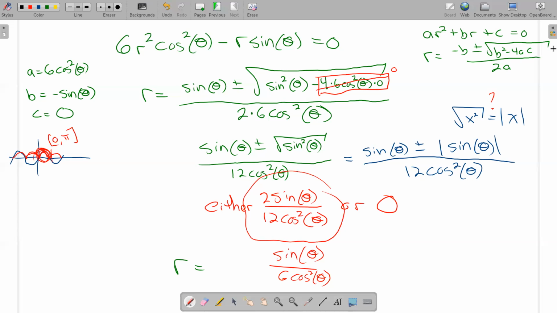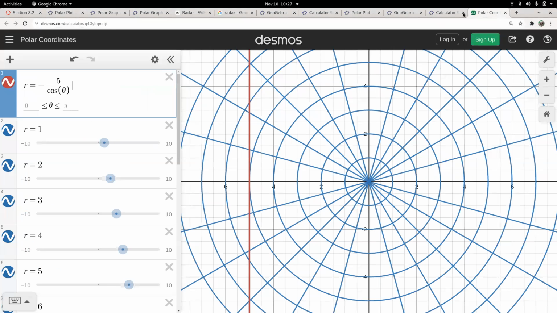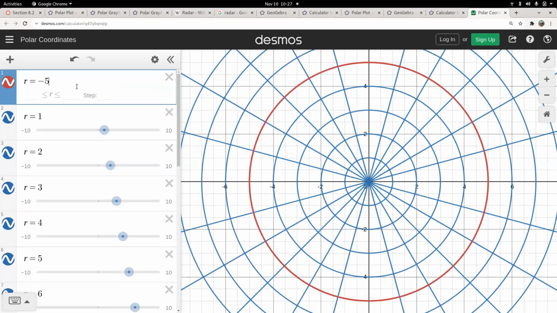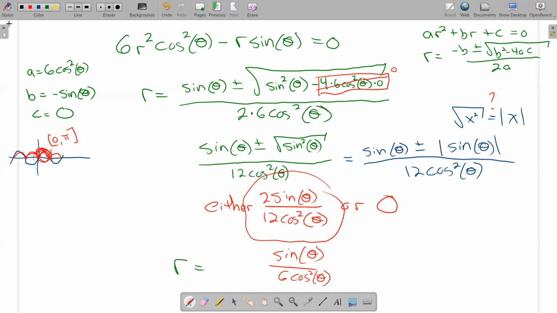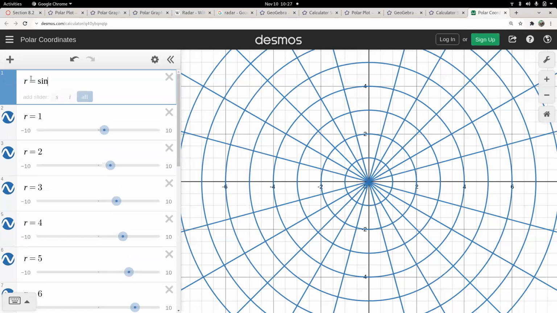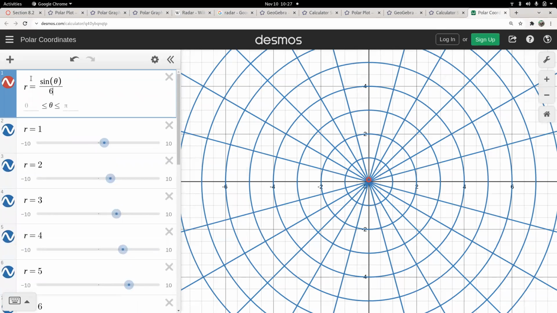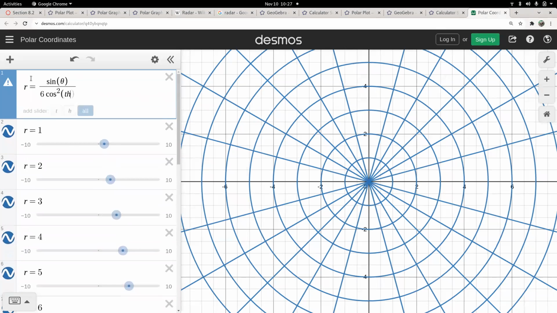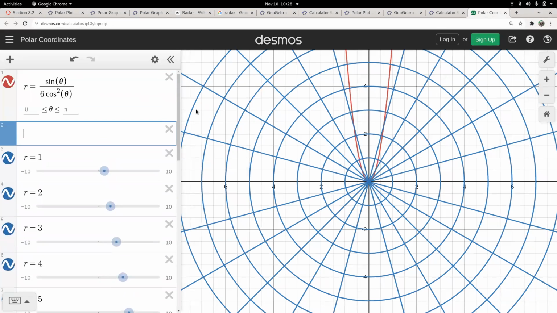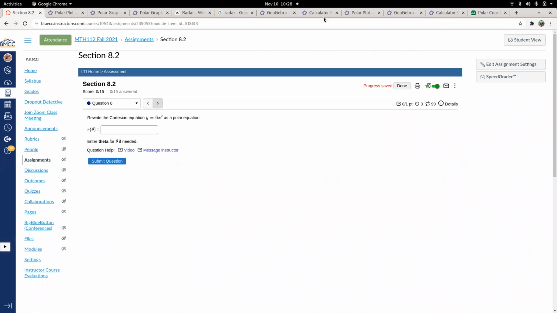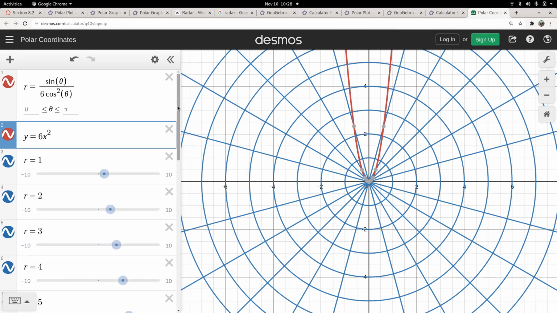Let's graph that and see what it looks like before we go and check anything. So let's see which one worked well. This polar one worked here. So we're just going to go in here. And we have, double check, sine over cosine squared, 6 in the bottom. So sine of theta divided by 6 cosine squared of theta. That looks like a parabola. So let's graph the parabola to check. Parabola should be y equals 6x squared. Yep, they sit on top of each other. Cool.